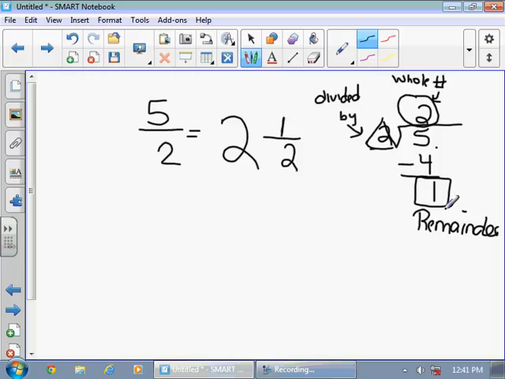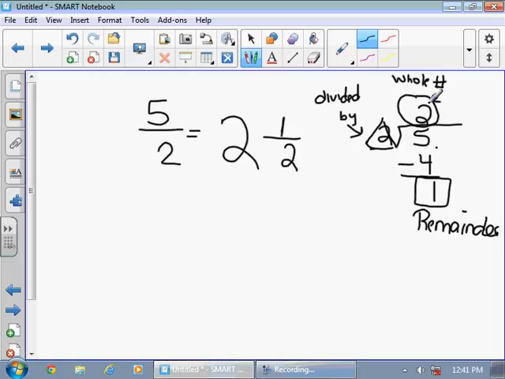So if you're looking at your steps, this is the whole number that now becomes the whole number of my mixed number. My remainder becomes the top part of the fraction, and the number that I divide it by is the bottom number of my fraction. I'm just kind of showing you where I got my piece of that. Okay?